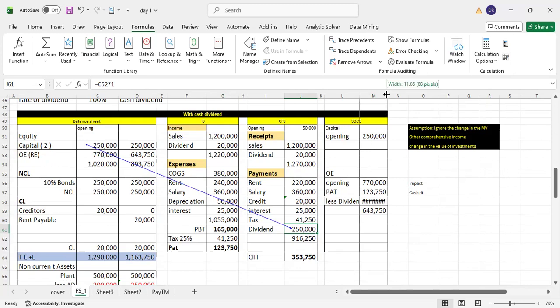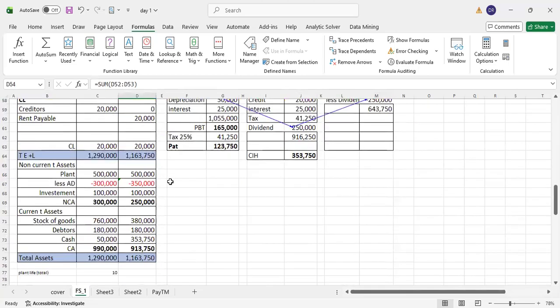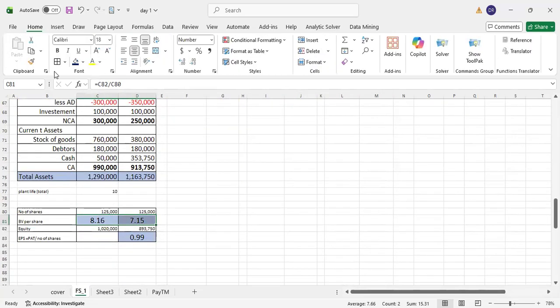And what happens to the equity? The other equity falls because of the distribution of dividend. When other equity falls, the total equity also reduces. When the total equity falls, all of the things remaining same, the book value per share falls. So whenever a company declares dividend, you see the book value per share fall.